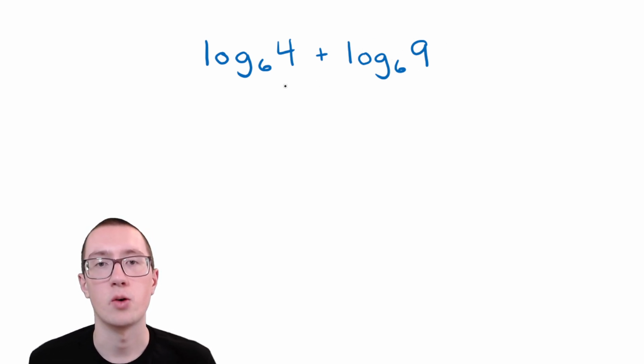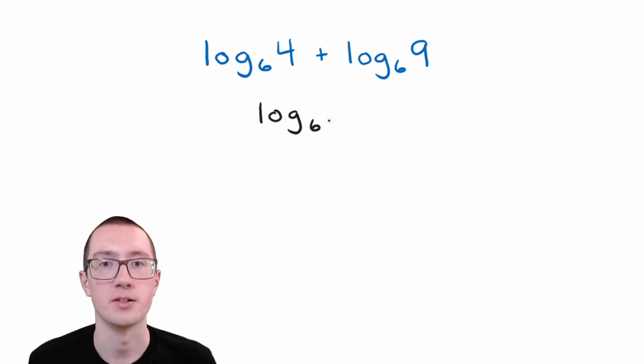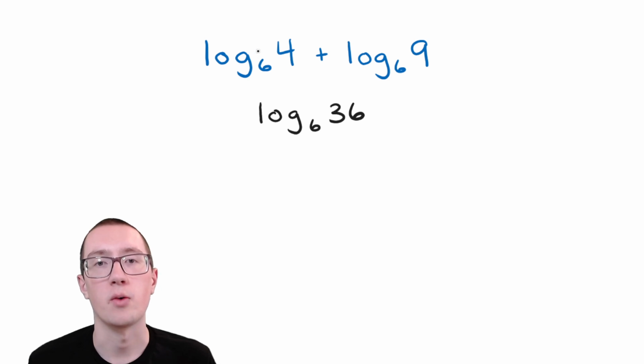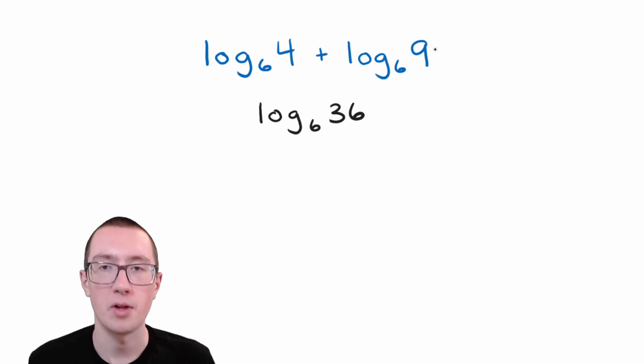Now, the rule is that when you're adding two logarithms with the same base, the same small number, you can combine them into one log with the same small number, and you multiply the big numbers together. So in this case, 4 times 9 is 36. Just remember that when you're adding logs, you multiply the insides.